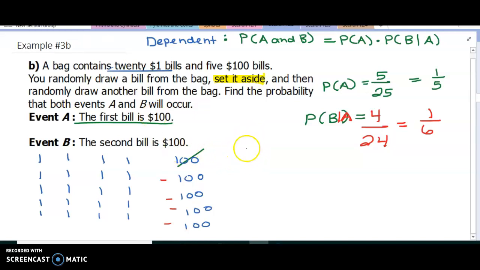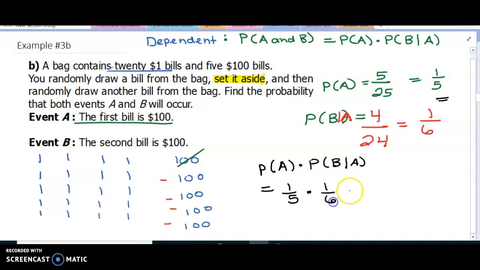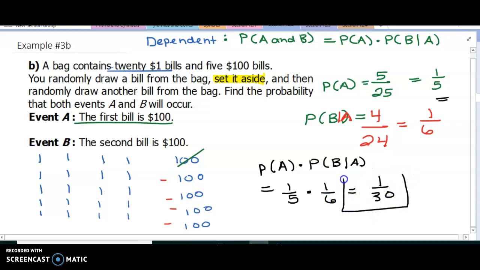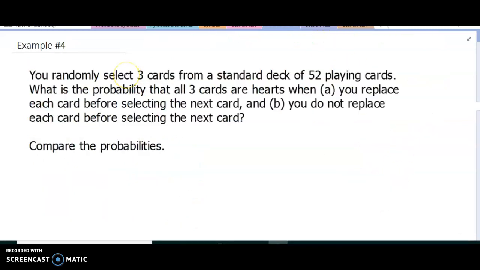Okay, so now the probability of A and B is the probability of A times the probability of B given A, which is just the probability of A is 1 over 5, times the probability of B given A, 1 over 6, gives me a 1 out of 30 chance that I pull 2 $100 bills. All right, I want you to try to do this example on your own.